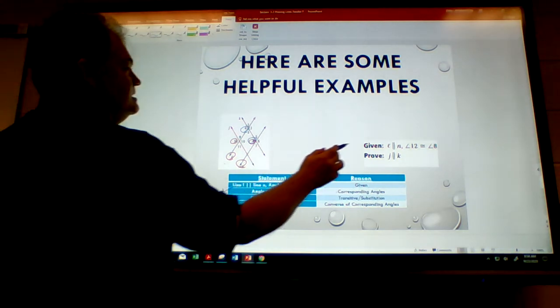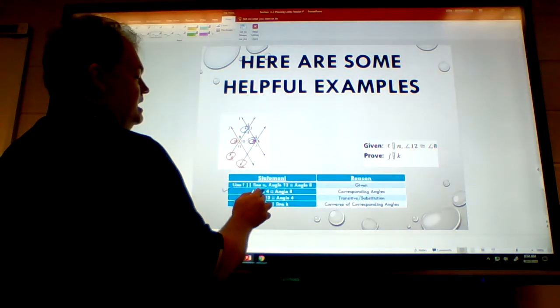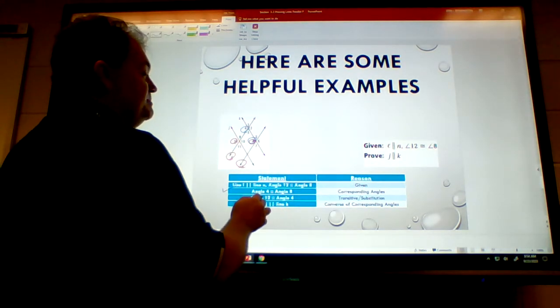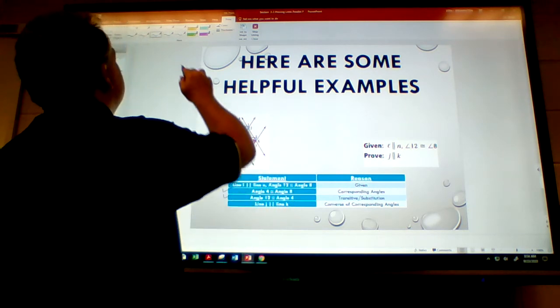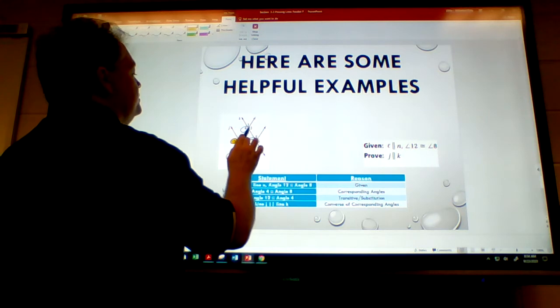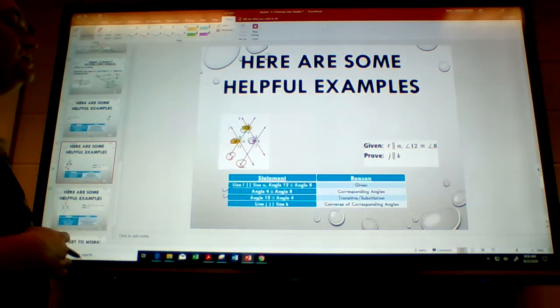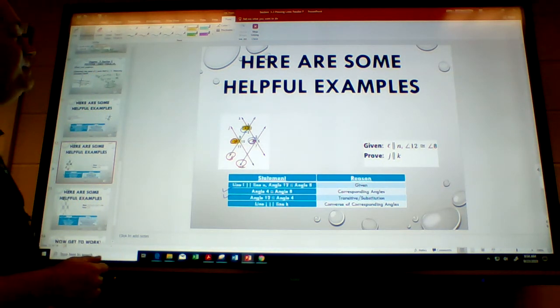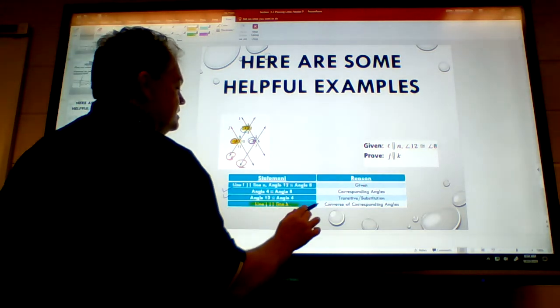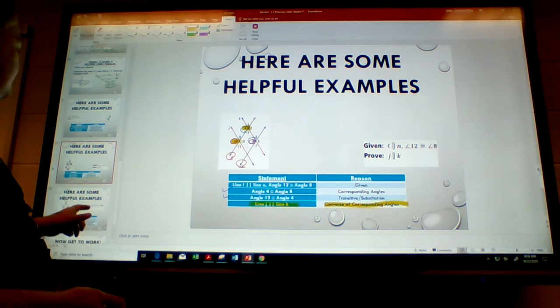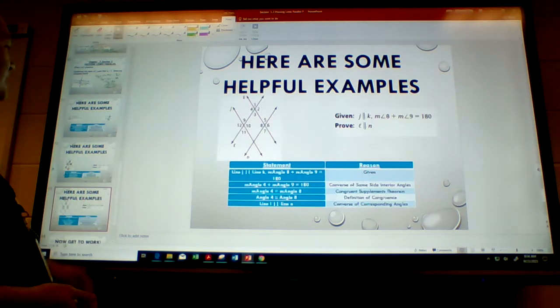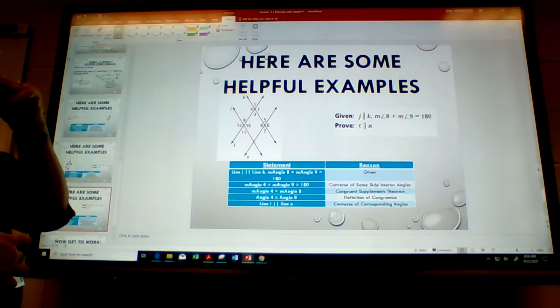Well, since 8 and 12 are congruent, and 4 and 8 are congruent, then that means by transitive or substitution, that 12 has to be congruent to 4, and I'll highlight those two. And since those two are congruent, then by the converse of, once again, by the converse of corresponding angles, J and K are parallel to one another. Now notice, I'm proving lines parallel, so it's the converse. All right, last one. Same diagram, different information.